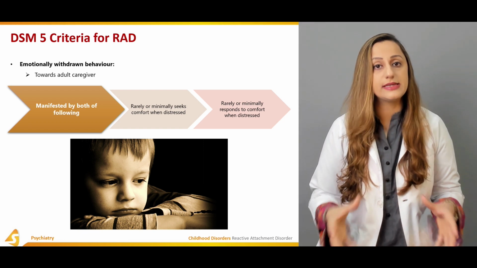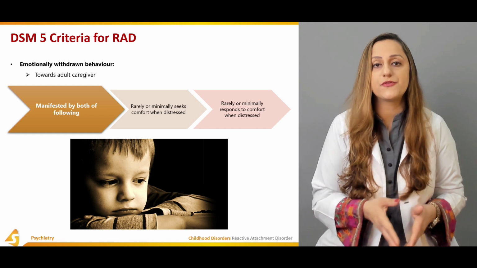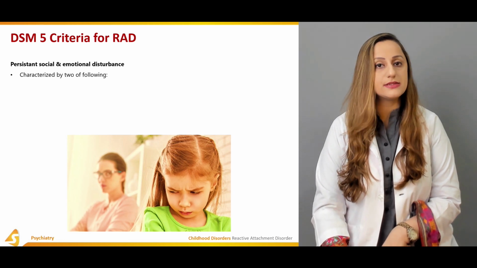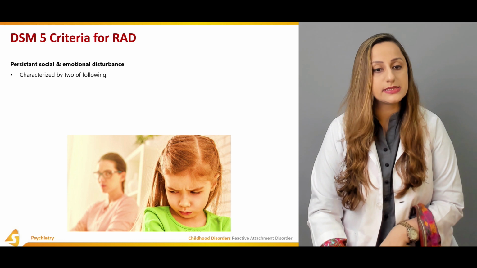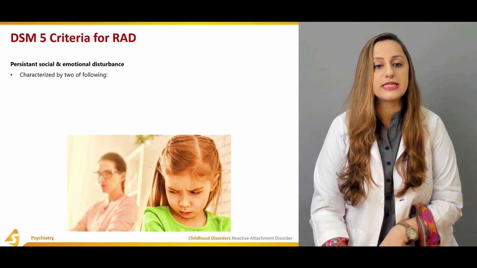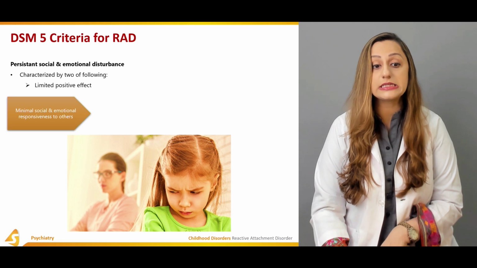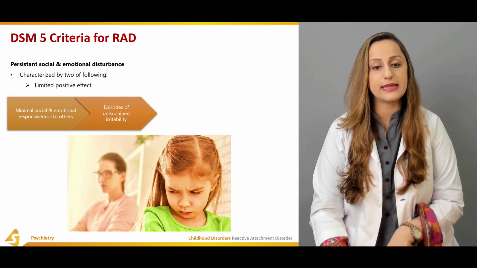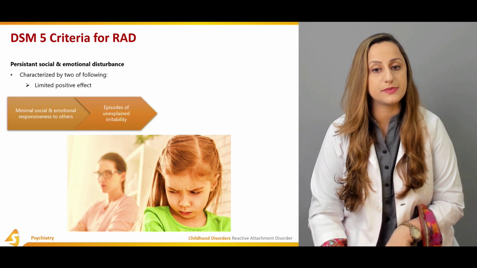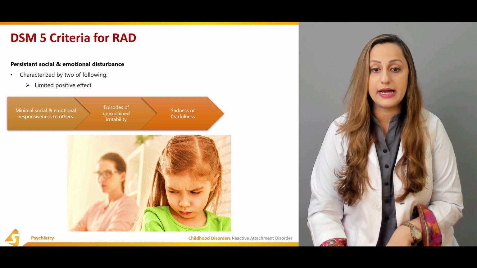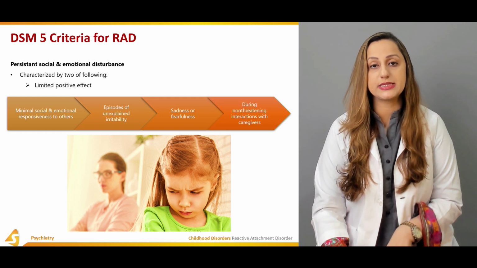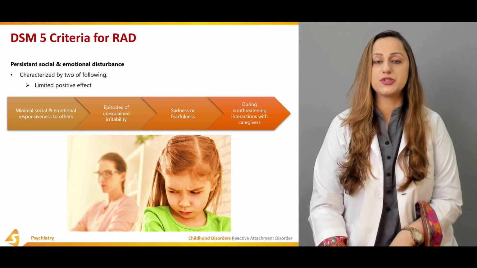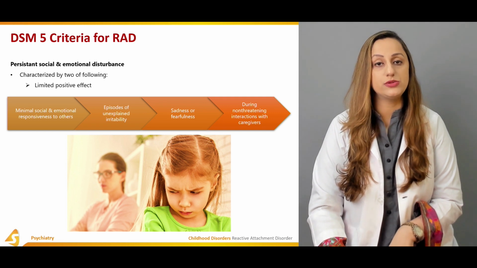So this is the behavior commonly seen in individuals suffering from reactive attachment disorder. Then we have a persistent social or emotional disturbance, characterized by two of the following: limited positive effect, and minimal social and emotional responsiveness to others. Then we have episodes of unexplained irritability, more of the aggressive type. Sadness or fearfulness is also seen. And during non-threatening interactions with caregivers, he will still show aggressive behavior.